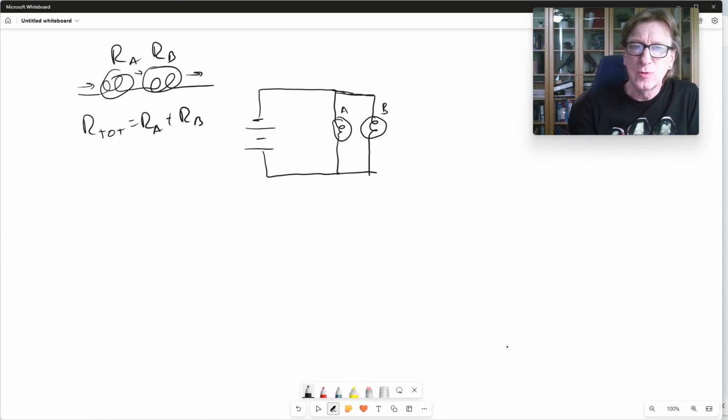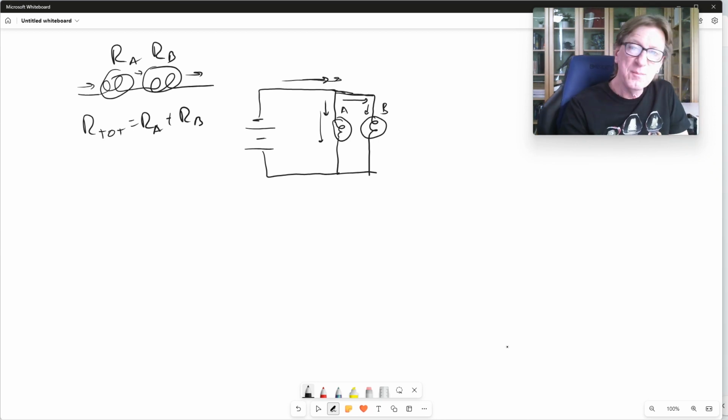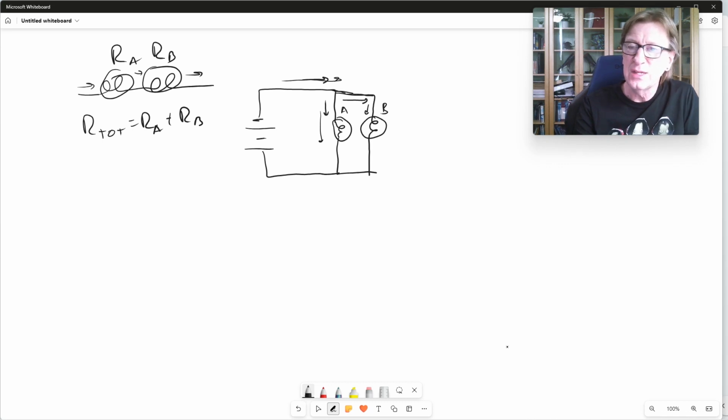Now, in this case, though, the current comes in here, but we know by the charge continuity principle, some of the charge goes here and some of the charge goes here, and then, of course, down through B. So the current that's going through A here cannot be equal to the current that's going into that junction. But we can say that the sum of the currents going into must equal the sum of the currents going out. So let's say that this is the total current. Then I can say that I total equals IA plus IB.